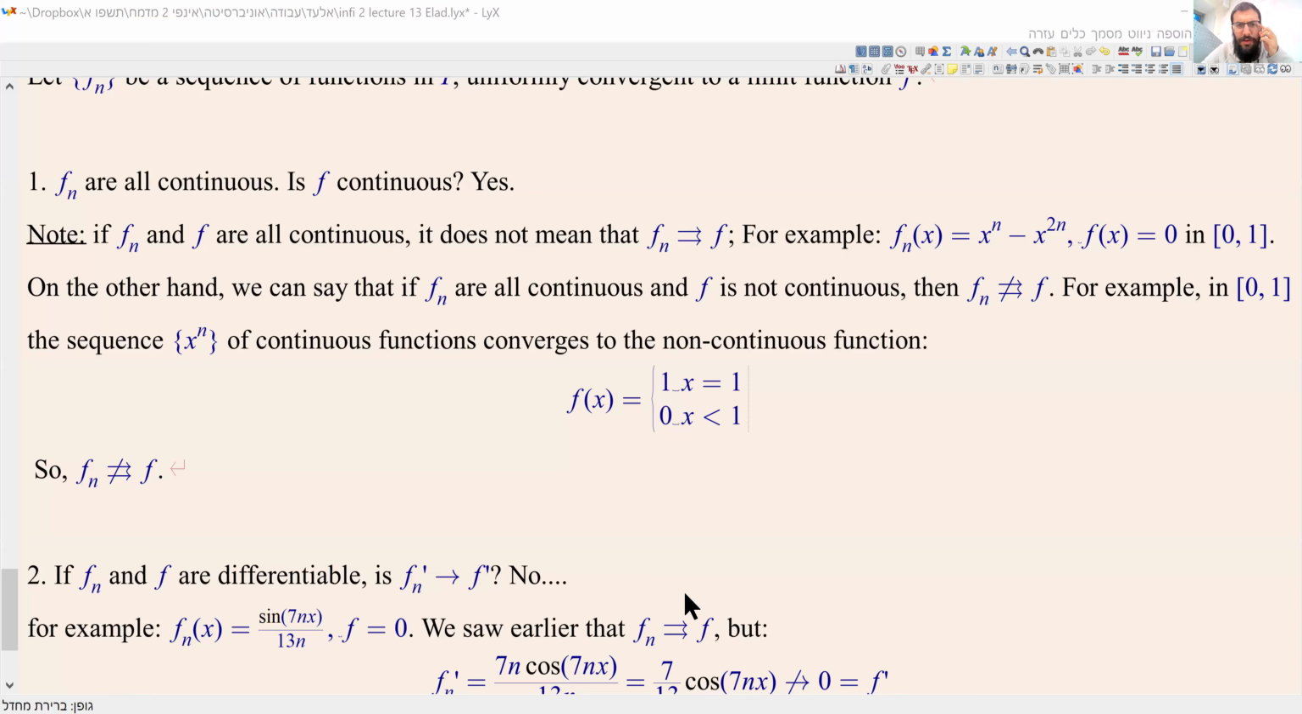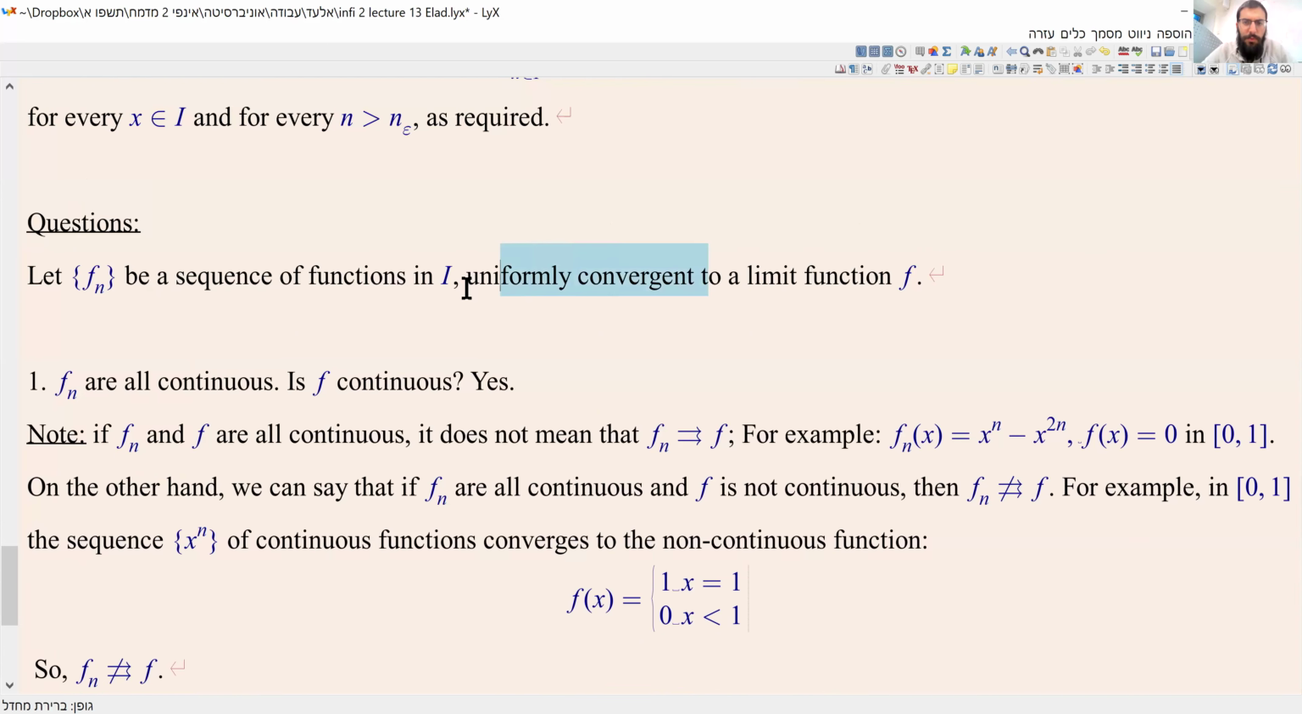We say that if we know that fn converges uniformly to f, and if fn are all continuous, you can conclude that f is continuous as well. But only if at first you know that there is uniform convergence.